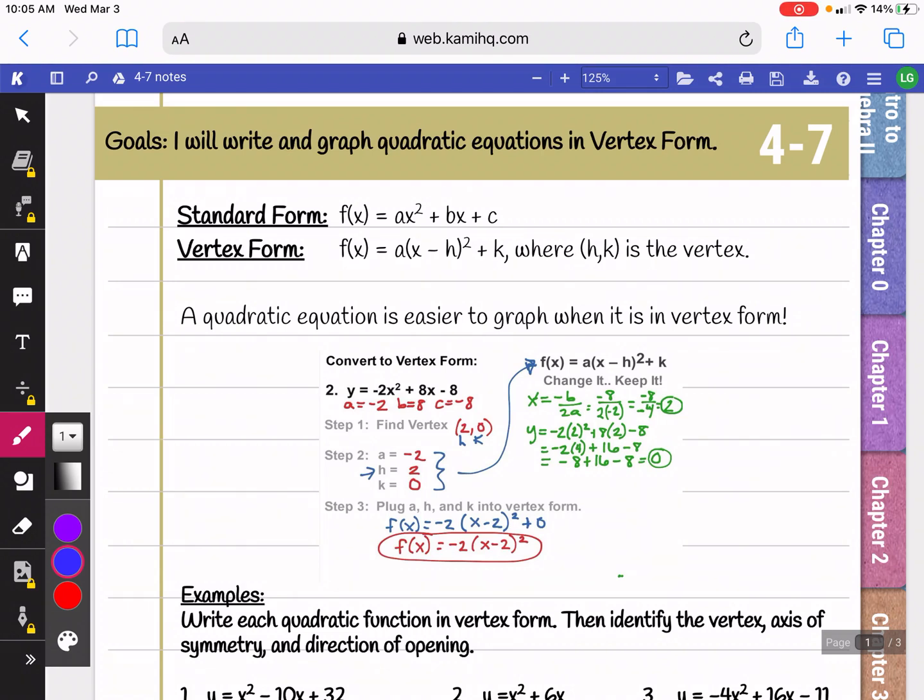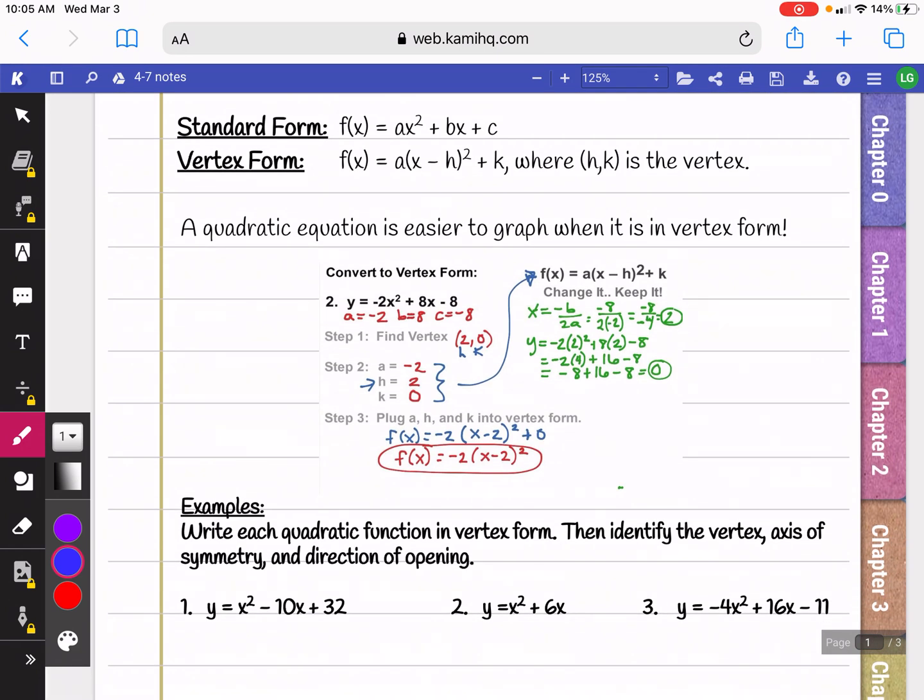In topic 4.7, we're going to write and graph quadratic equations in vertex form. In this video, we're just going to focus on converting an equation from standard form to vertex form. You've seen standard form before, that's the ax squared plus bx plus c. Now, vertex form is a different way of writing these functions, but it actually makes it easier to create the graphs. So this form is a times x minus h squared plus k, where (h, k) is the vertex.